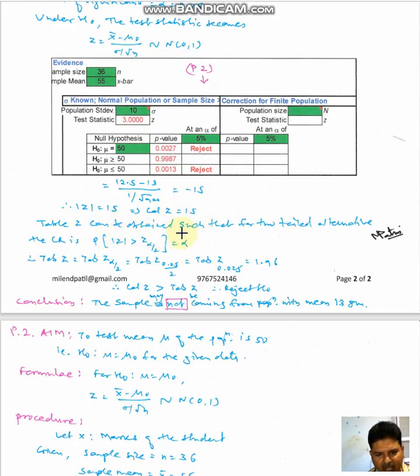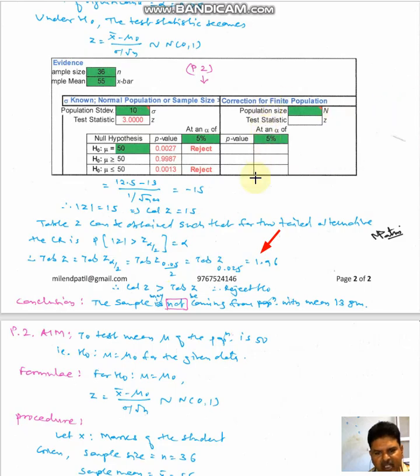Table Z can be obtained such that for two-tailed alternative, the critical region is this value. And this value should be taken from the table. The table value comes out to be 1.96. I will show you how to locate the table Z in some other session. In this case, the table Z is table Z alpha by 2. Alpha is 0.05 divided by 2. Therefore, the table value of Z at 0.025 is 1.96.